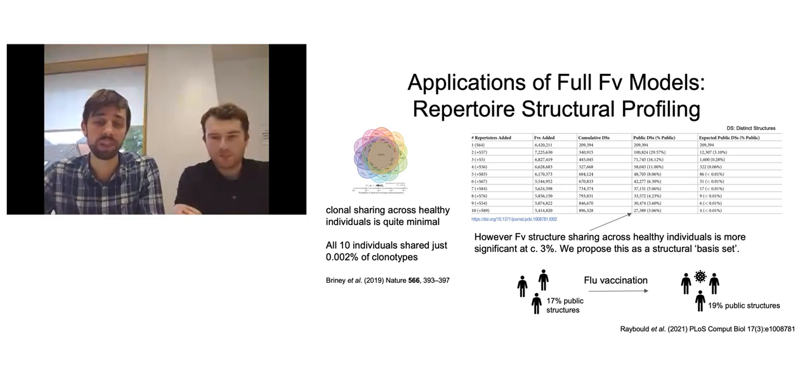some of the structures persist even when you keep adding new individuals. So about 3% of these distinct structures we see in everyone. And this is consistent with the sort of overlapping reactivities we see between people's repertoires.